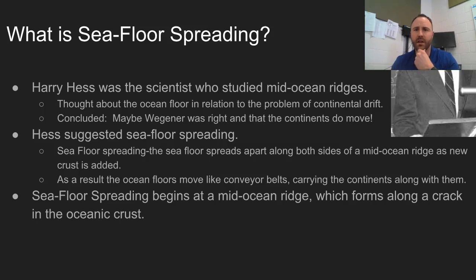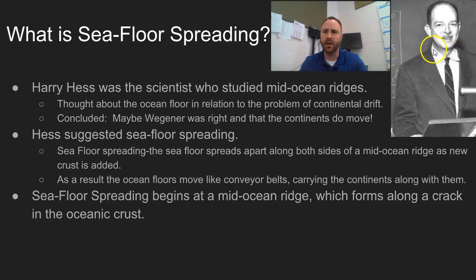Well, they discovered this idea of seafloor spreading, right? And so, while you can't necessarily see right away that this guy right here is a famous scientist or geologist, his name is Harry Hess, and he was the scientist who studied mid-ocean ridges, and he thought about the ocean floor in relation to Alfred Wegener's idea of continental drift. And he concluded that maybe Wegener was right all this time and that the continents are moving.